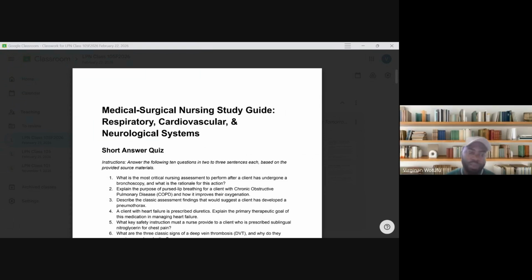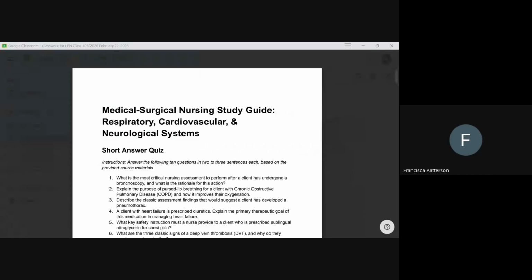Okay, the third question: describe the classic assessment findings that would suggest the client has developed a pneumothorax. I remember you said there will be either decreased or absent lung sounds at the affected portion. Right, that's correct. You have absent lung sounds at the affected site.